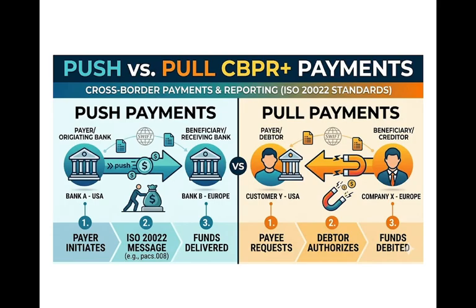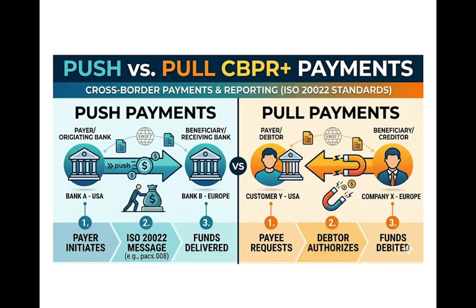Pull payments. In CBPR Plus, pull payments occur when the recipient, the payee, initiates the transaction, pulling funds from the payer's account. Key messages: pain.001, customer payment initiation, and related messages are used for initiated direct debits. Examples: recurring subscriptions, direct debits such as SEPA, or card payments where the creditor initiates the payment based on stored credentials. Usage: these provide predictable cash flow for businesses and convenience for customers who do not want to initiate every transaction.